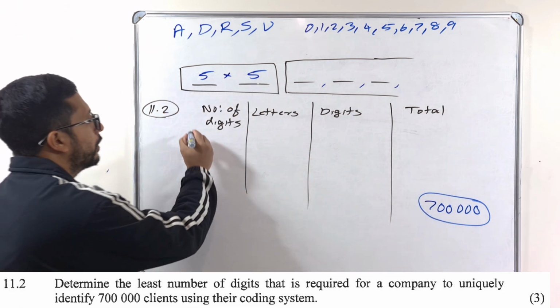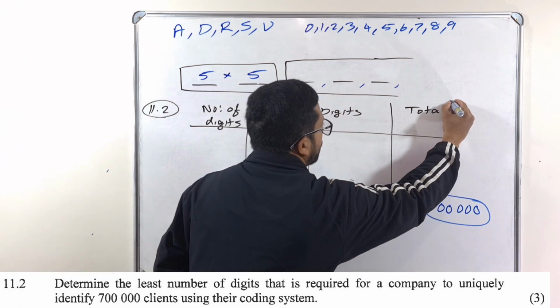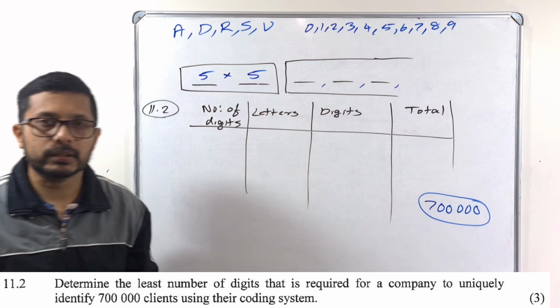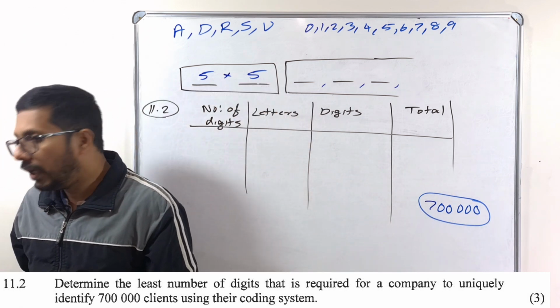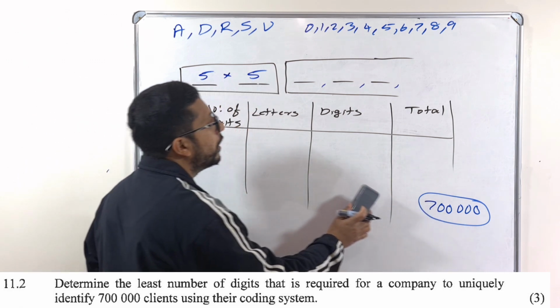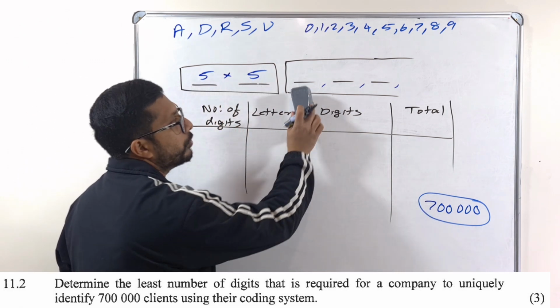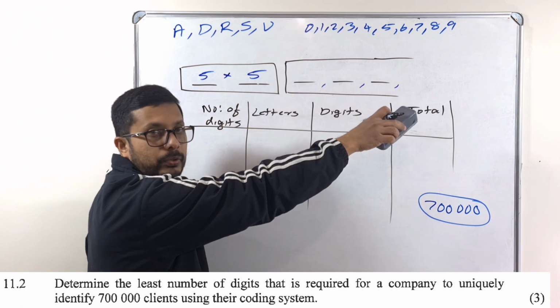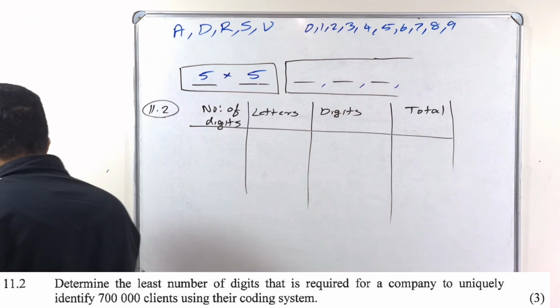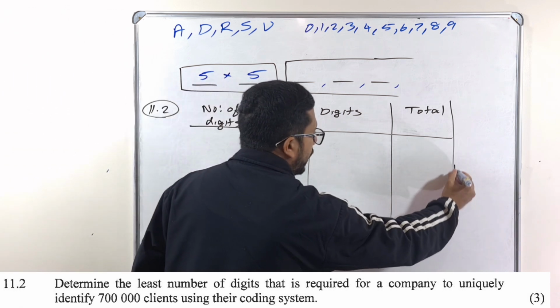Okay, so these are the columns. So how many different codes do we want? We want 700,000 different codes, and to get that many, we have to find how many digits we have to use here, how many numbers we have to use here. It's a very simple question, so don't be afraid when you draw a table like this.